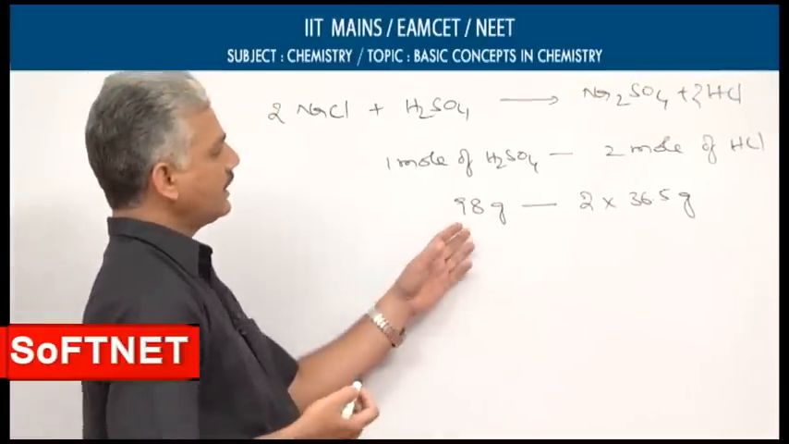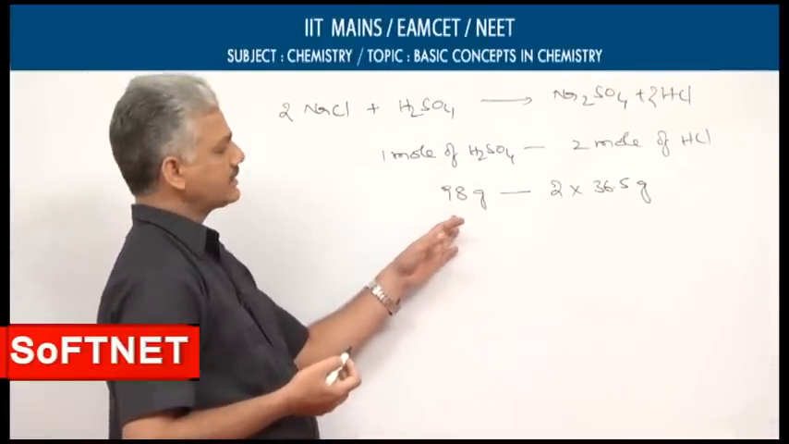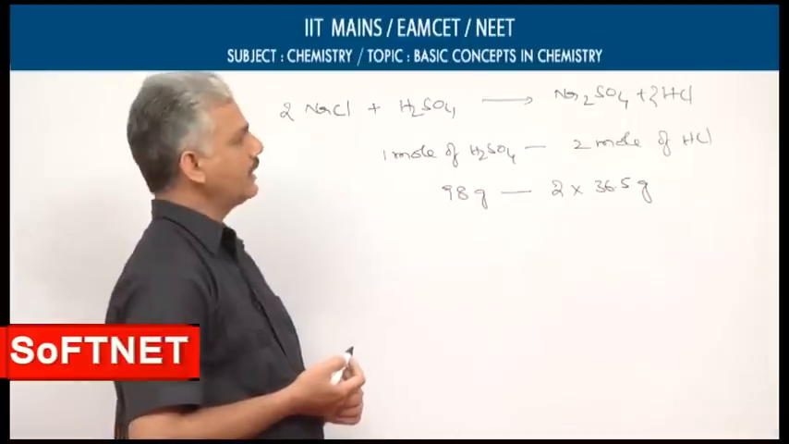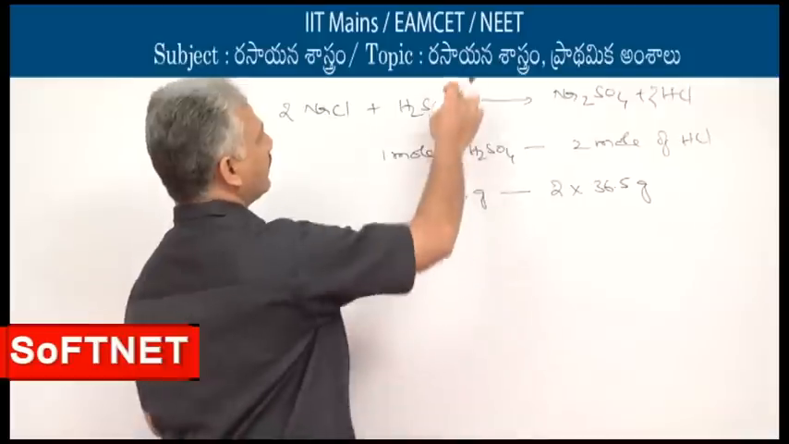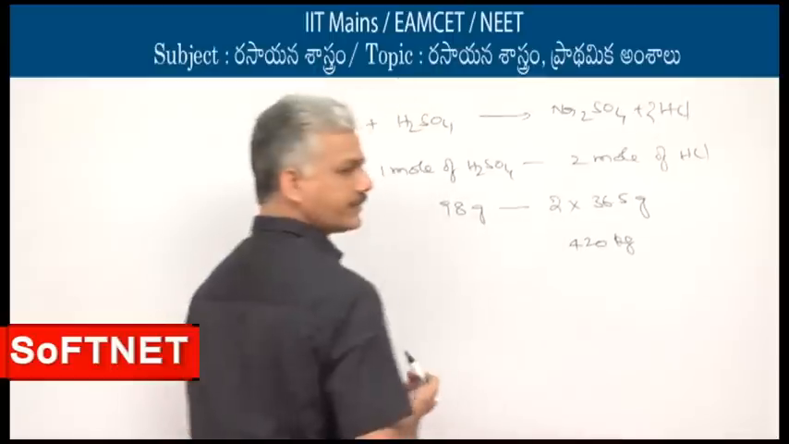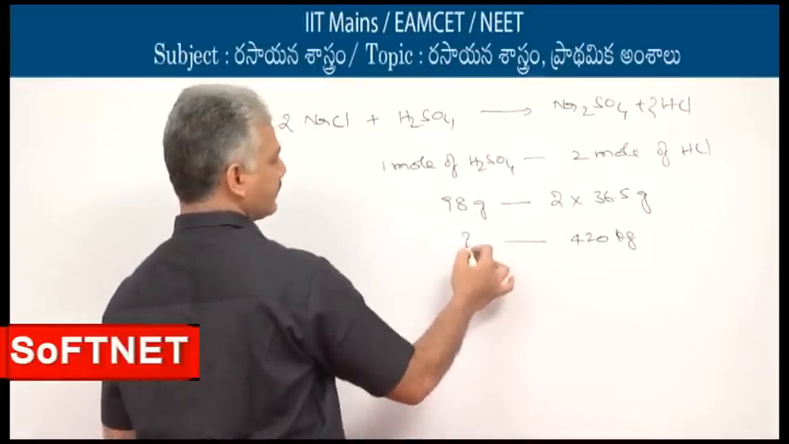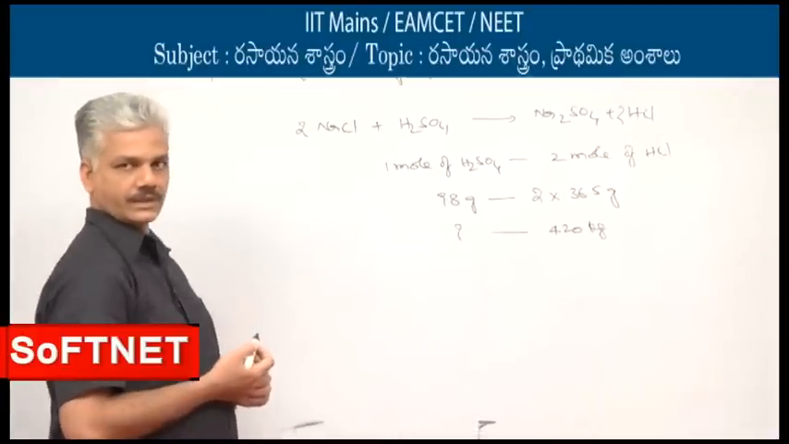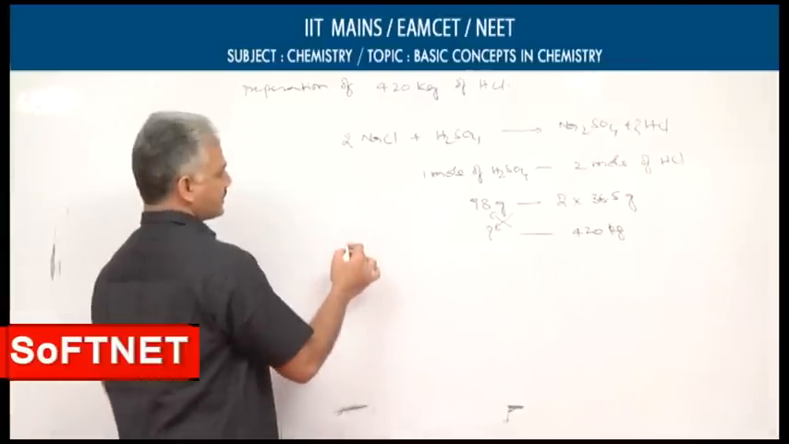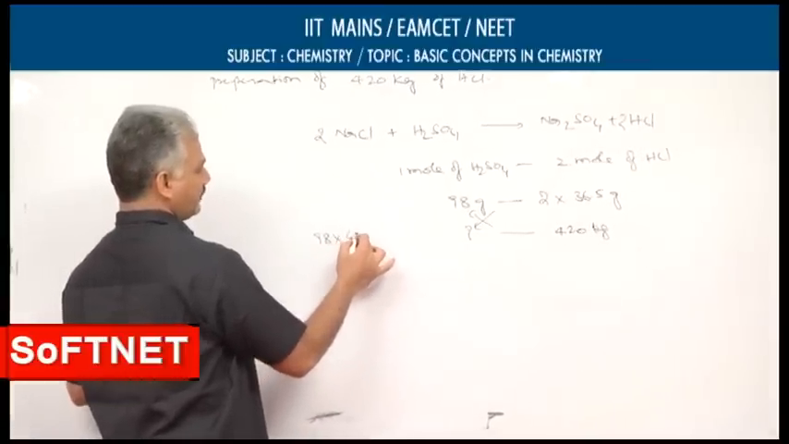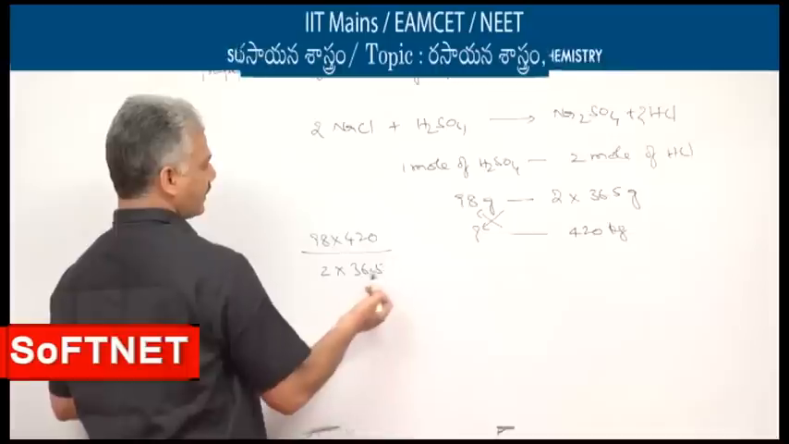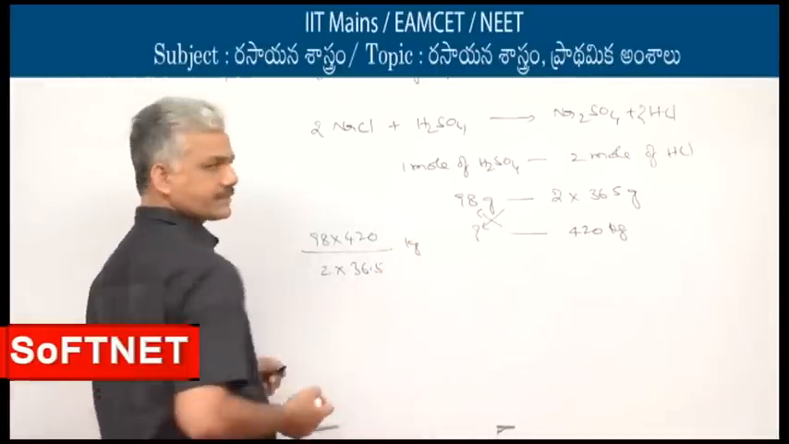That means 98 grams of sulfuric acid is required for the preparation of so many grams of HCl. Now, we need to prepare 420 kg of HCl. For that purpose, how much of sulfuric acid is required? So, in this way we can calculate 98 into 420 by 2 into 36.5 kilograms.